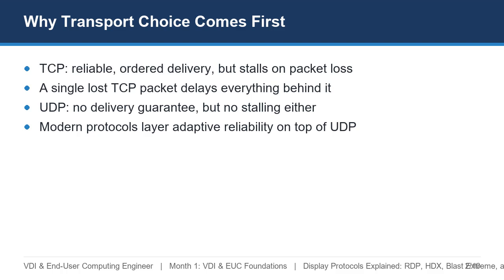Before comparing protocols, you need to understand the transport layer underneath all of them. TCP guarantees reliable, in-order delivery, which is perfect for a file download and exactly wrong for real-time interactivity, because a single lost packet stalls everything behind it until it's retransmitted. UDP has no such guarantee, but that's actually an advantage here. The protocol can prioritize a fresh frame and skip a stale one instead of stalling. Every serious display protocol built in the last decade layers adaptive reliability on top of UDP to get the best of both worlds.